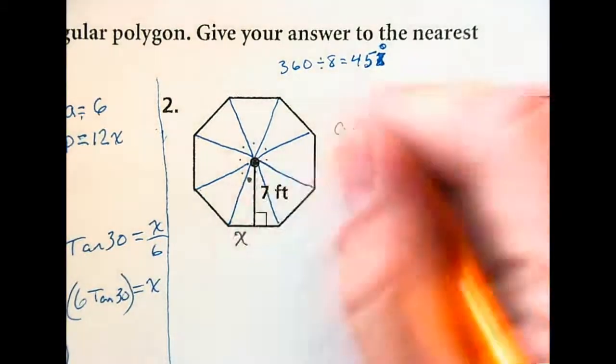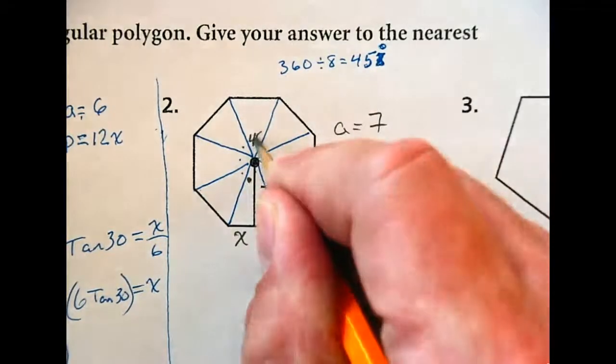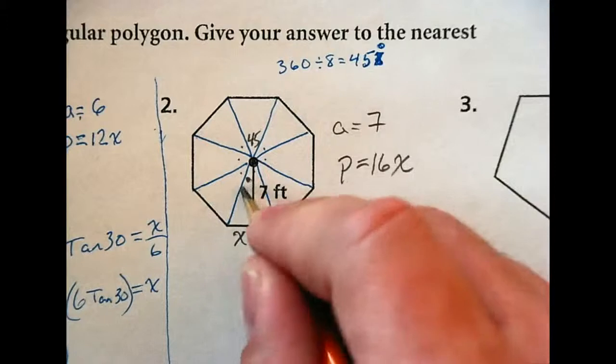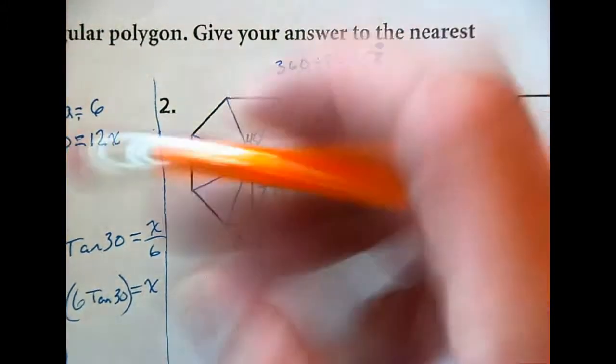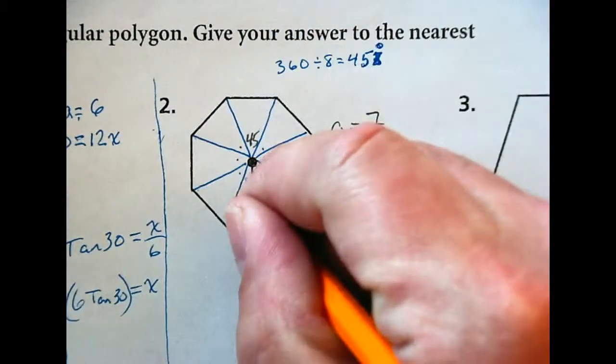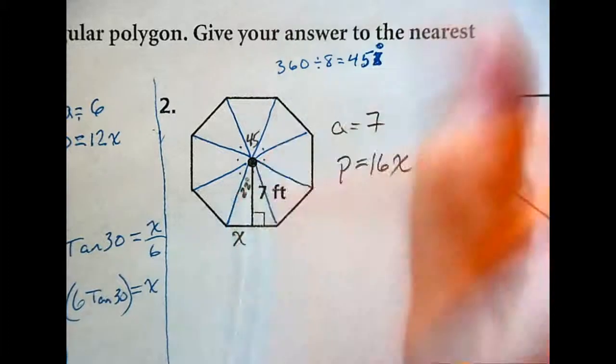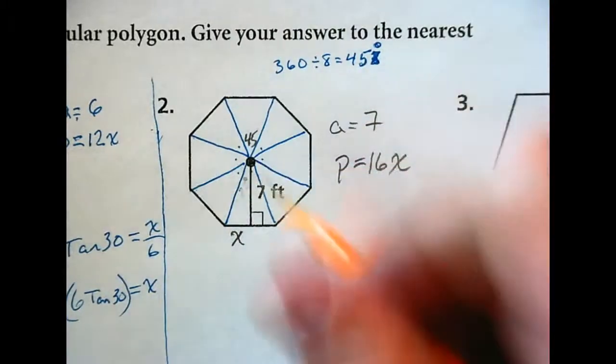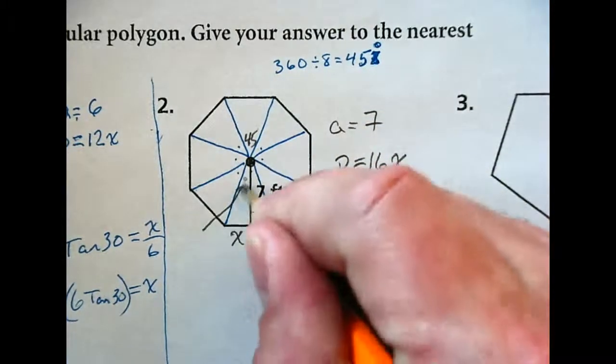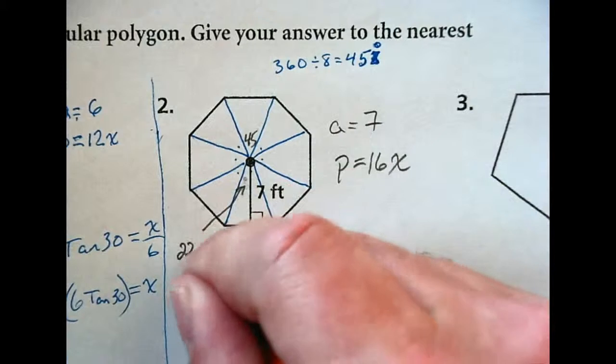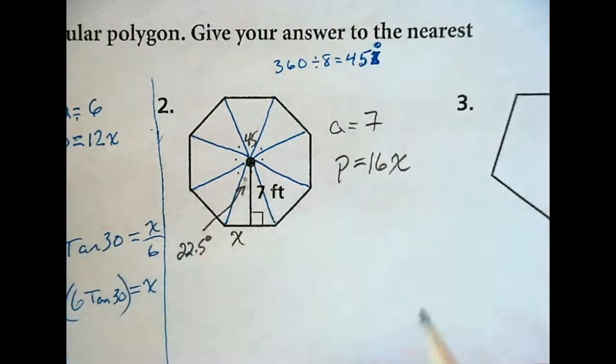22.5. Yes, guys, this angle's half of the big angle, right? That's 45, so this is 22.5. So we're looking at this angle, 22.5 degrees. I'm not going to have room right there, let me draw it in here. Got to use sound effects, it makes it cooler. All right, 22.5 degrees.